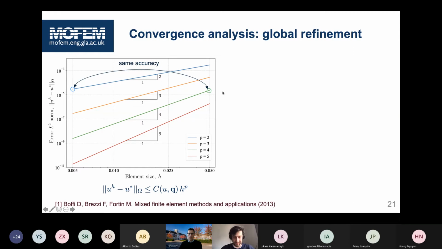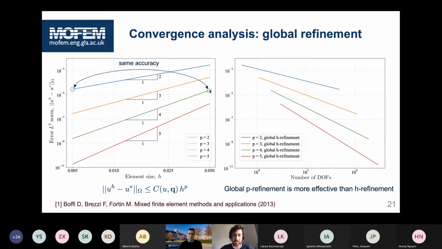And the accuracy is the same. But in fact, this doesn't give us the whole picture. What we are interested in, in practical simulations, is how the error is decreasing with the number of degrees of freedom needed for the computation.